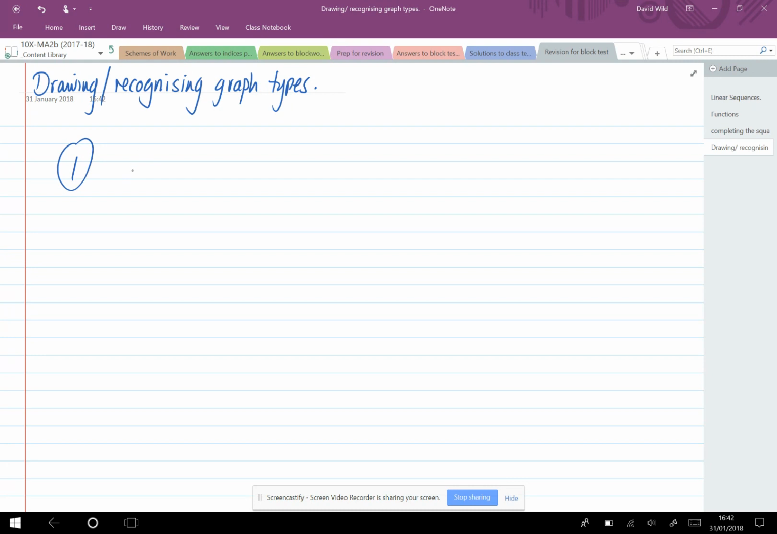Number one, the simplest of graphs. Things like y equals 3. What would that look like? Well, if y is equal to 3, the value of y is constant. The only place where y is always equal to 3 is along here. So I'll draw the graphs in green, the axes in blue. If this value here is 3, then this is y equals 3.